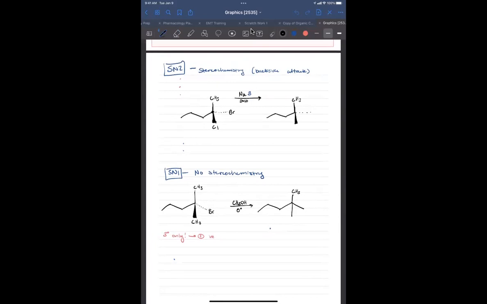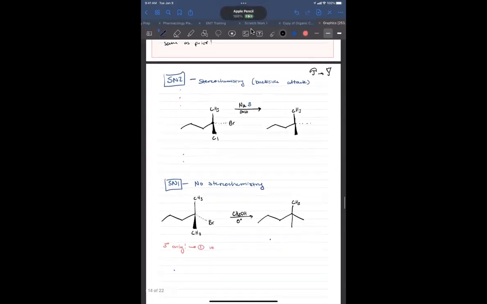For backside attacks, I usually think of it like an inversion of an umbrella. Hold on, I forgot my other notes. One sec.